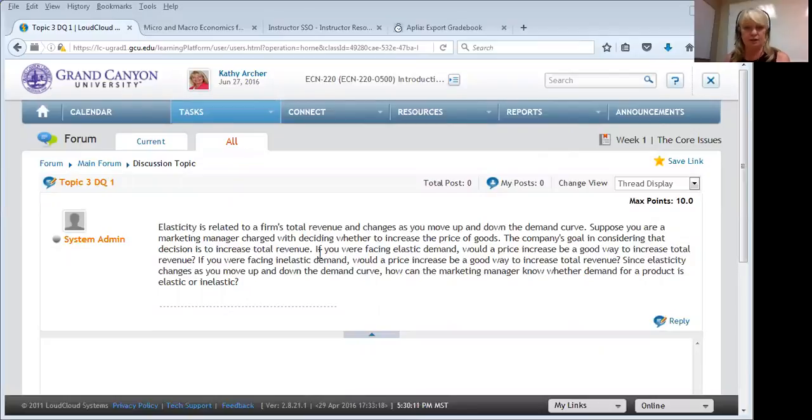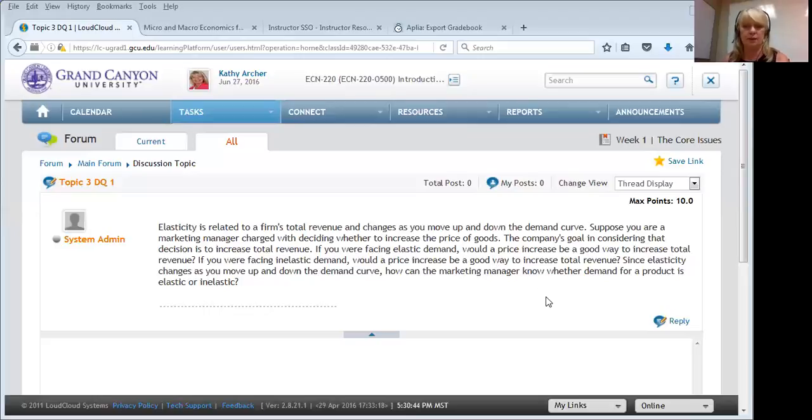Elasticity is related to a firm's total revenue and changes as you move up and down the demand curve. Ooh, there's an important point right there. You're a marketing manager and you have to decide whether to increase price or decrease price. If you're facing elastic demand, would you increase? If you're facing inelastic demand, would you increase? Since elasticity changes as you move up and down the demand curve, how can you know where you are, whether demand for a product is elastic or inelastic?